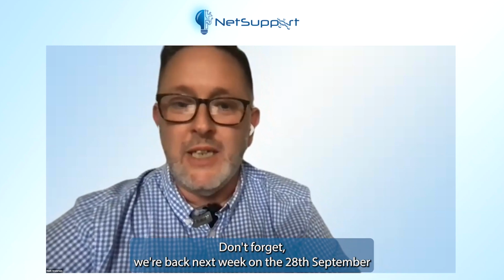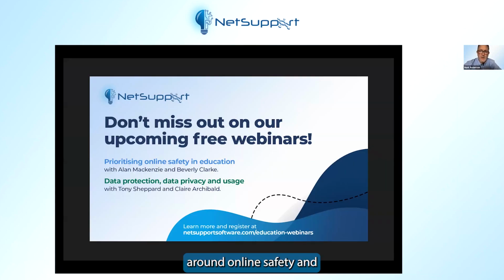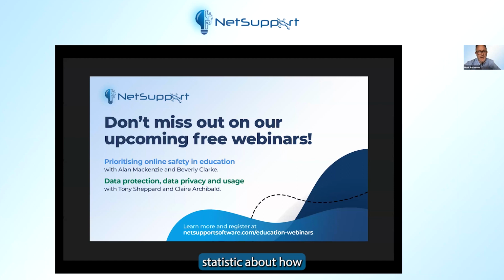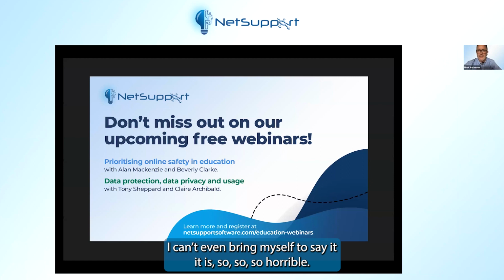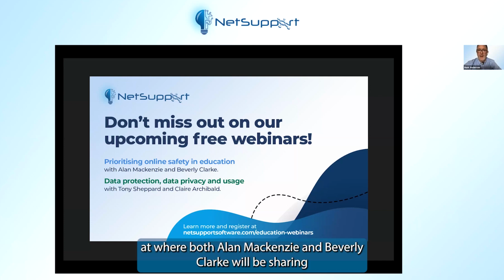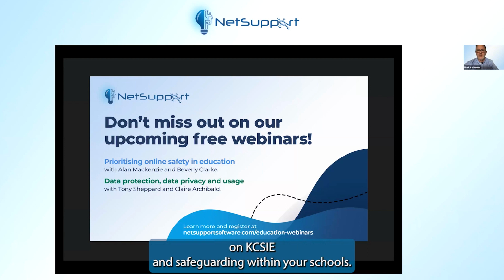Don't forget, we're back next week on the 28th of September with Beverly Clark and Alan McKenzie, looking at online safety. It was interesting what you were saying before, Emma, about online safety and AI. Alan McKenzie recently shared a really interesting statistic about how AI is being used to create deep fakes of children. I can't even bring myself to say it. It's so horrible. But please do join us next week, where both Alan McKenzie and Beverly Clark will be sharing the latest thinking around online safety, particularly linked into things around KCSIE and safeguarding within your schools.